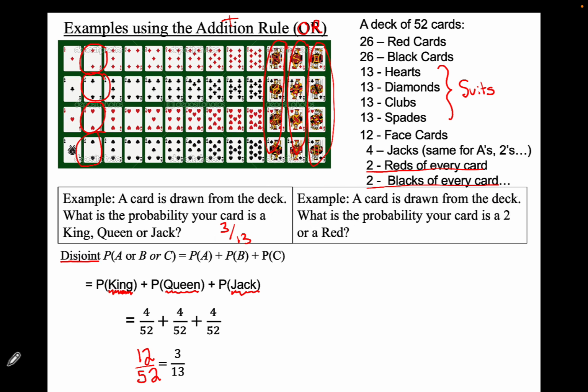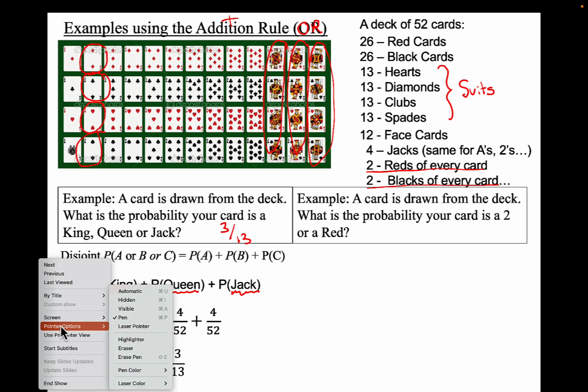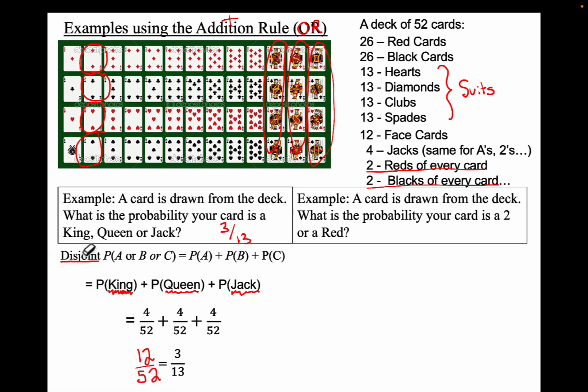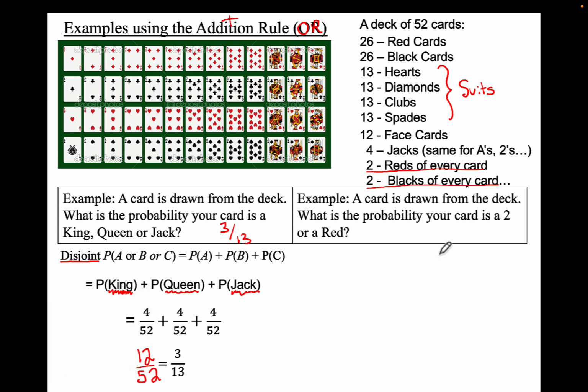Okay, 2 or red. Let me erase some of the scribble I have here. I'm going to erase all this. Okay. I want to make it really clear for you guys that there's an overlap here. Probability that our card is a 2 or a red.